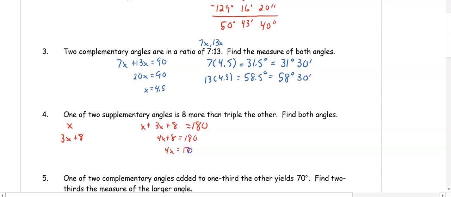4x is equal to 172, so when we divide, x is 43, which means one of our angles is going to be 43 degrees, and then the other angle is 3 times 43 plus 8, which is 137 degrees. And we can always double check ourselves because those two together add up to 180 degrees.